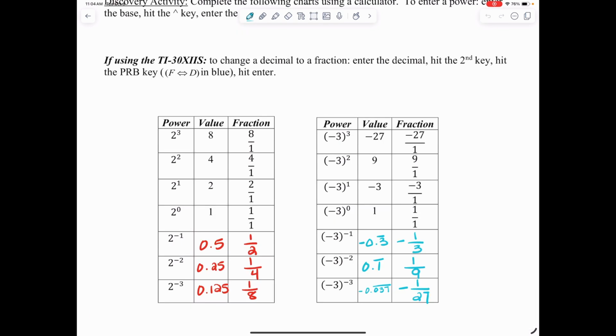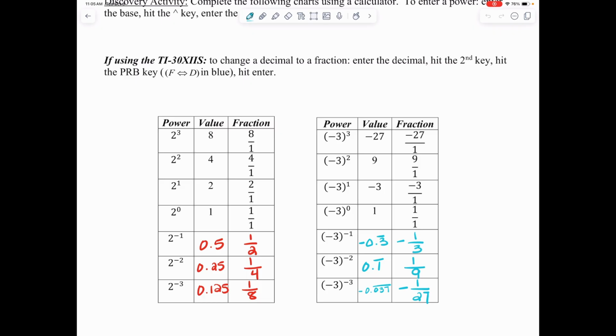All right, now that you had a chance to try, in the table on the left where you were doing powers of 2, after 2 to the 0, which is 1, you should have had 2 to the negative 1, which is 0.5 or 1/2, 2 to the negative 2, which is 0.25 or 1/4, and 2 to the negative 3, which is 0.125 and 1/8.